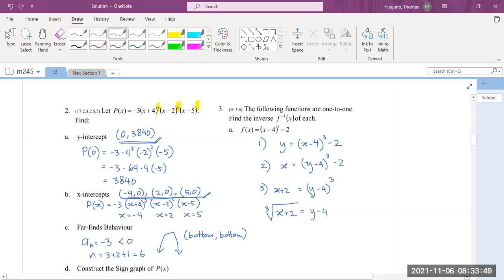Because for the graph of x cubed, the range is all real numbers and the domain is all real numbers. There's no restriction. So we can just do the cube root and don't need to worry about the domain and range. And then I will add 4 to both sides. So the cube root of x plus 2, plus 4 equals y. So the inverse function of f is the cube root of x plus 2, plus 4.